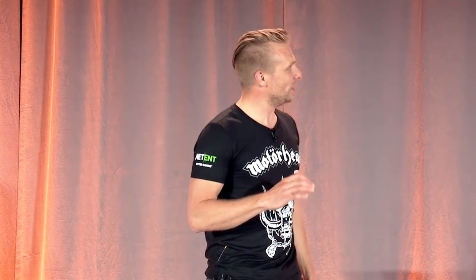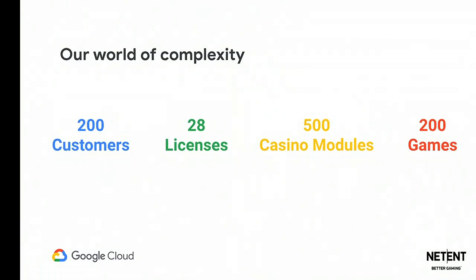Just some numbers around what I call our complexity. So I said 200 customers. We build what we call a casino module for each and every customer. So each customer has at least one casino module. So we have 500 casino modules, which translate into something around 3,500 VMs. So it's quite a lot to keep track of. We have 10 data centers around the world to support this and support the licenses we have. And as I said, with 200 games, adding new games, adding new customers, the complexity is just increasing a lot. So adding that hybrid without having really control over it would be really hard for us.